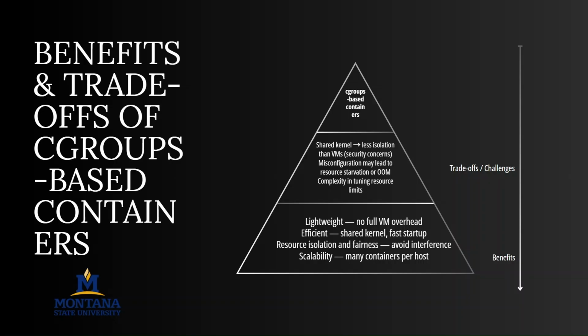Containers built on cgroups offer many benefits. They're lightweight because they don't require a full guest operating system. They're efficient thanks to shared kernel and fast startup, and they provide resource isolation to avoid interference between workloads. This enables many containers to run on a single host. This leads to high density, scalability, and efficient utilization of hardware.